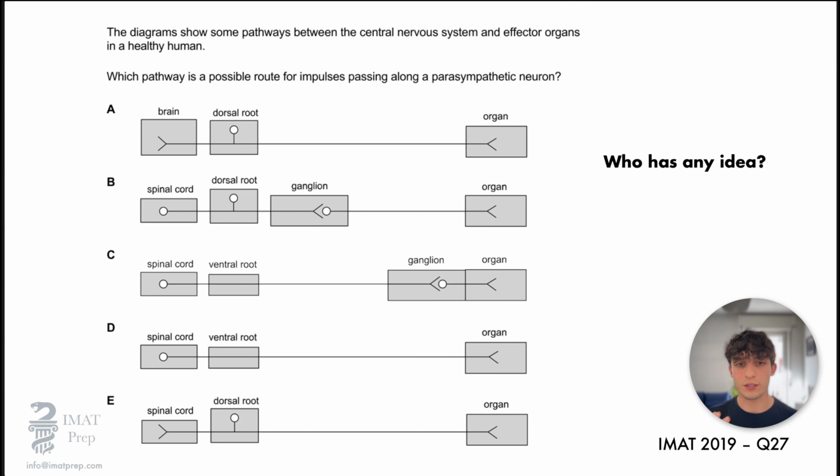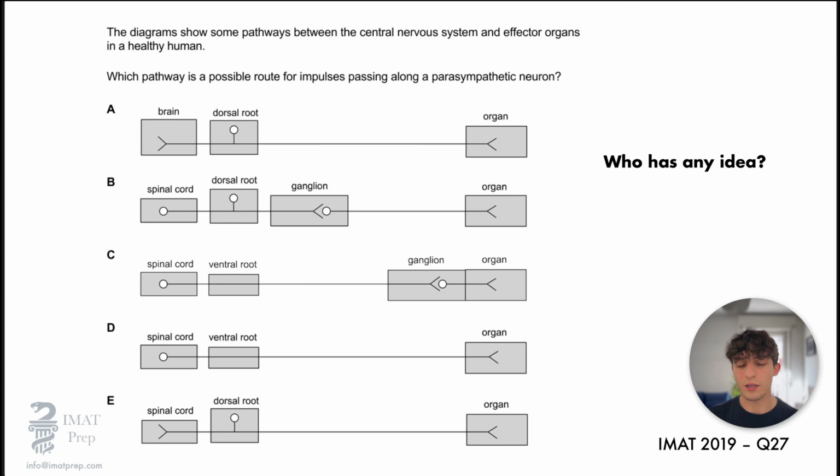So we have seen some of these terms. We have talked about brain, spinal cord. We have talked about dorsal root and ventral root. We obviously know what organs are, but we haven't really talked about ganglions. We came across them a few times, but we didn't go into detail. So this was on purpose, because this final portion of the lesson is going to be dedicated to ganglions.